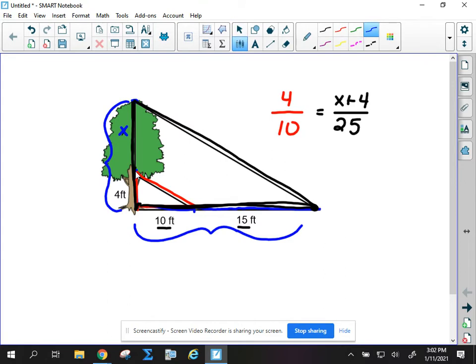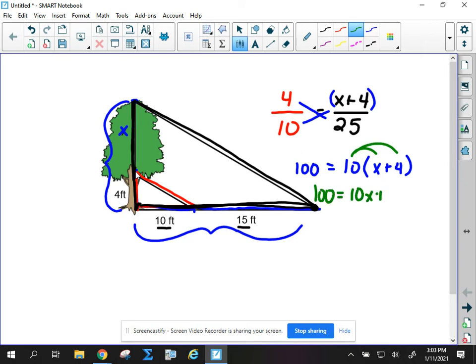So when I go to cross multiply, we'll do this first. So 4 times 25 gives me 100. But when I multiply in the other direction, it's important that I make sure to distribute the 10 to both things in parentheses. So I'm going to write this as 10 times the quantity x plus 4. Then when I go to solve, I need to use the distributive property. So I'm going to distribute this 10 to both things in parentheses. So I get 100 equals 10x plus, and 10 times 4 gives me 40.